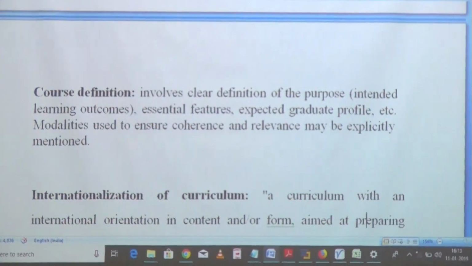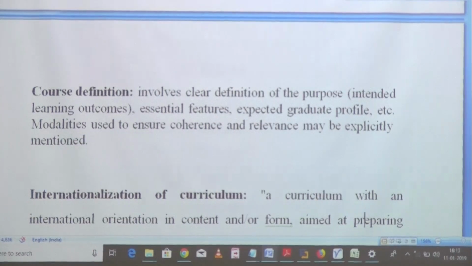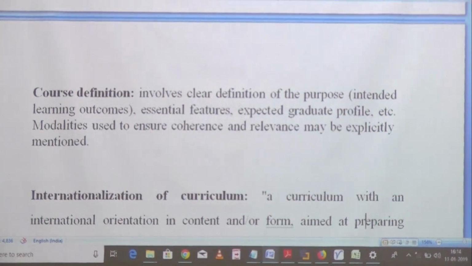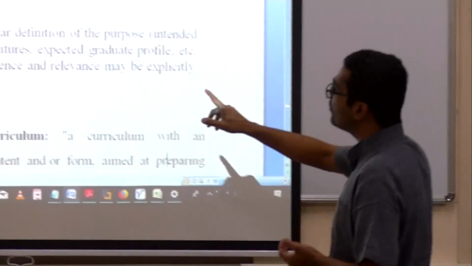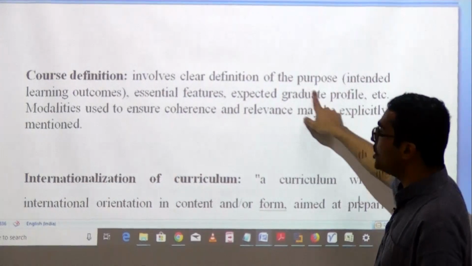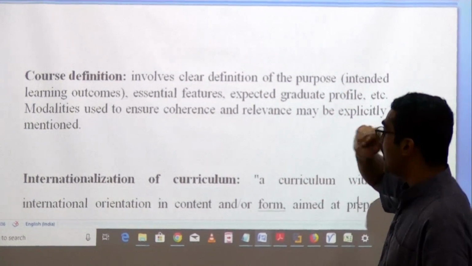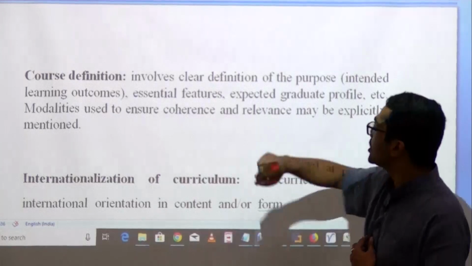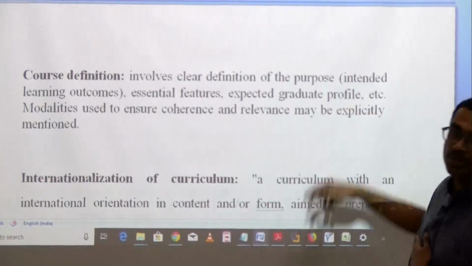The next term, which is very critical, is called course definition. Many people confuse the idea of curricular development with course definition. They are two different things in pedagogy. Course definition involves a statement or set of statements regarding the purpose of the course, which is the intended learning outcomes, the essential features of the course, and what the expected graduate profile looks like.